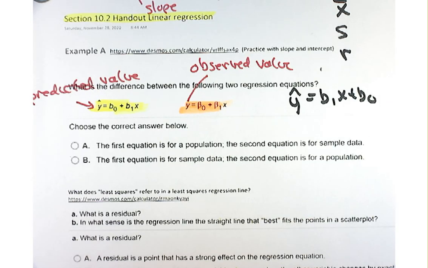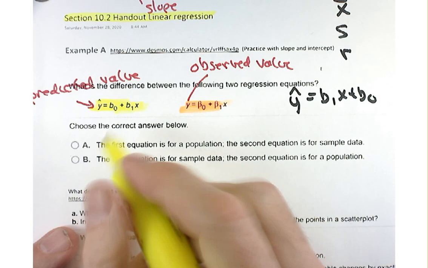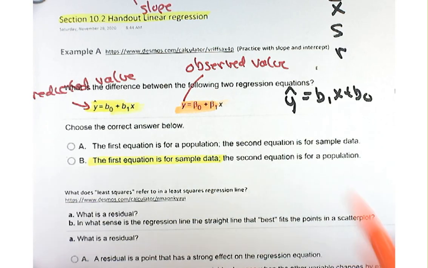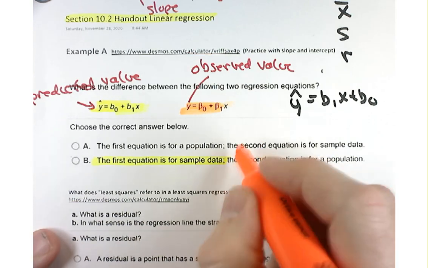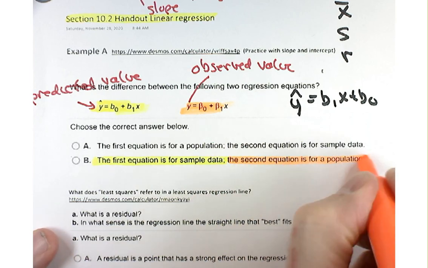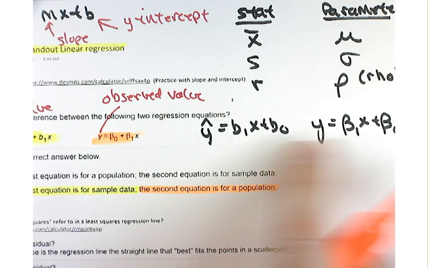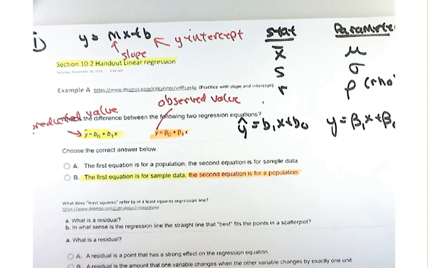So the first equation is for sample data, that's this one right here. The second equation is for your population, which is typically what we've done with our sample and our parameters, our statistics and our parameters. Parameters are always in Greek letters. So, okay, that's the first one.